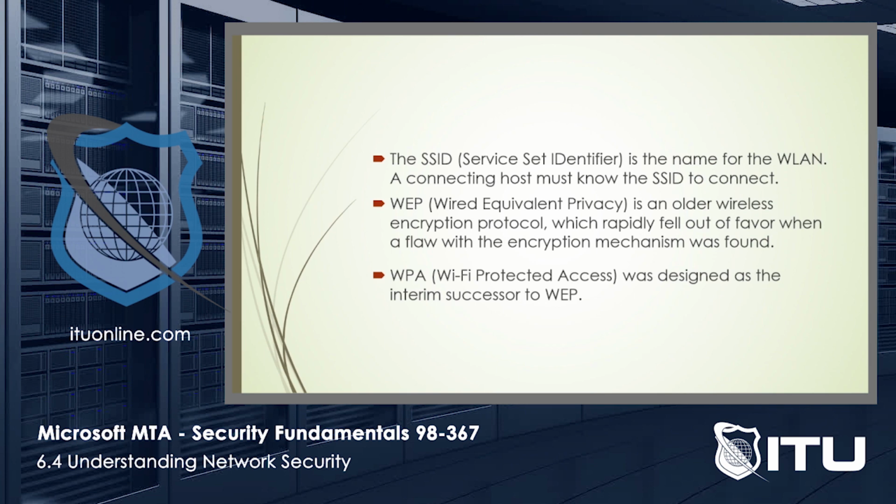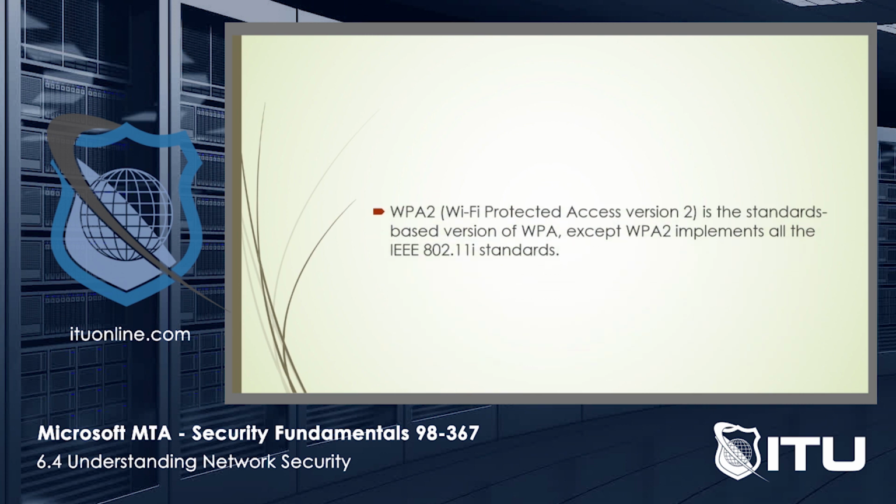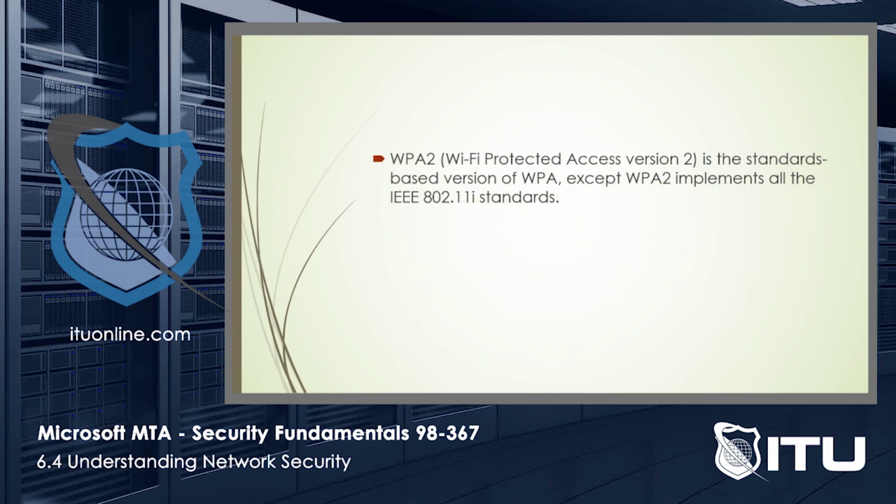WPA was designed as an interim successor to WEP. Once they found there were weaknesses in WEP, they developed WPA. Now we have WPA2, which stands for Wi-Fi Protected Access version 2. It's a standards-based version of WPA, except that WPA2 implements all of the IEEE 802.11i standards.